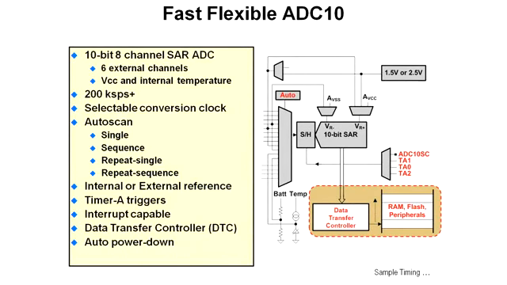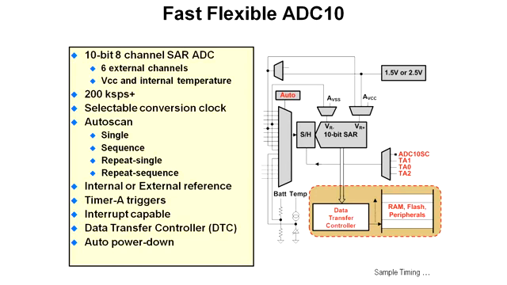The ADC-10, or 10-bit analog to digital converter, on the value line parts is very fast and very flexible. 10 bits, 8 channels, successive approximation on most of the parts, as many as 6 external channels, a VCC, and internal temperature sensing. 200 kilosamples per second plus a little bit. It also has a selectable conversion clock.